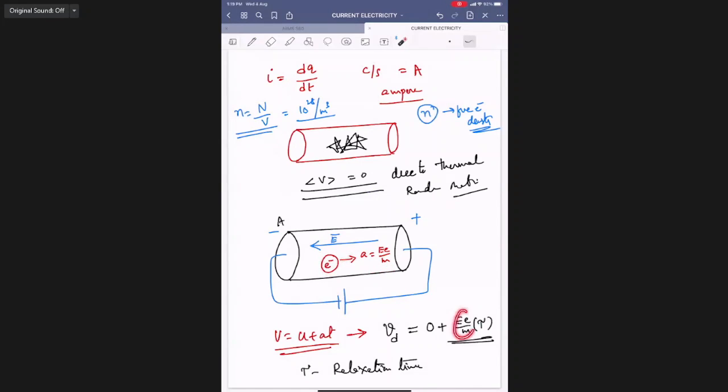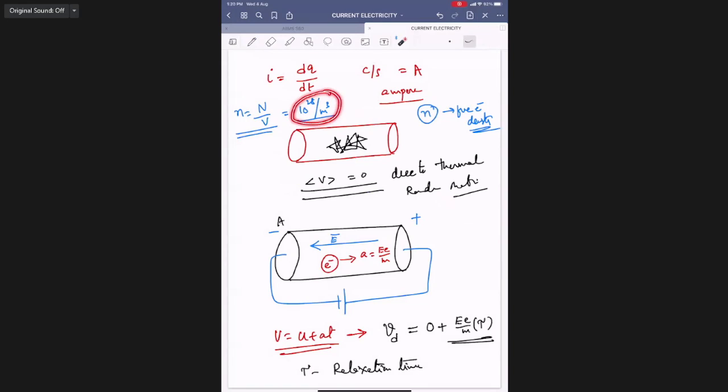Then, with this acceleration, v equals u plus a tau. What is this tau? Tau is called relaxation time. What is the relaxation time? It is nothing but the time gap between successive collisions of the electrons with the lattice or some atoms or molecules. The time taken between two successive collisions is called relaxation time, which is called tau. Got it?